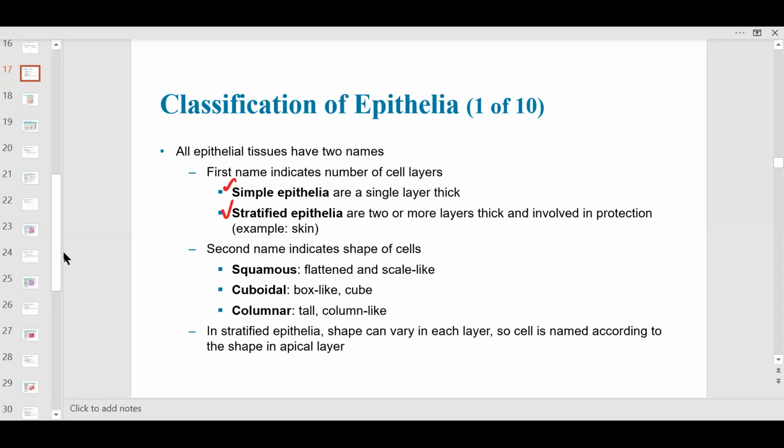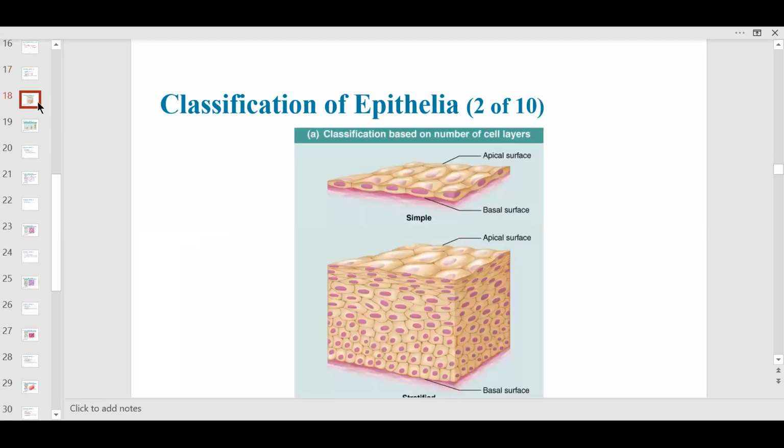And then the shapes: the squamous from the lateral view, the cuboidal, usually with a central nucleus, and the columnar, which usually has the nucleus down here. So be able to identify the membrane, the nucleus, and the cytoplasm, which is anything between the nucleus and the cell membrane. They're named according to their top layer for the shape.